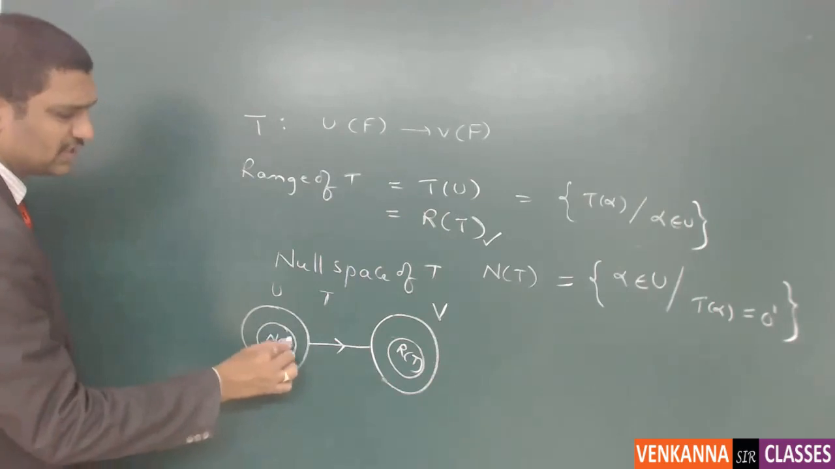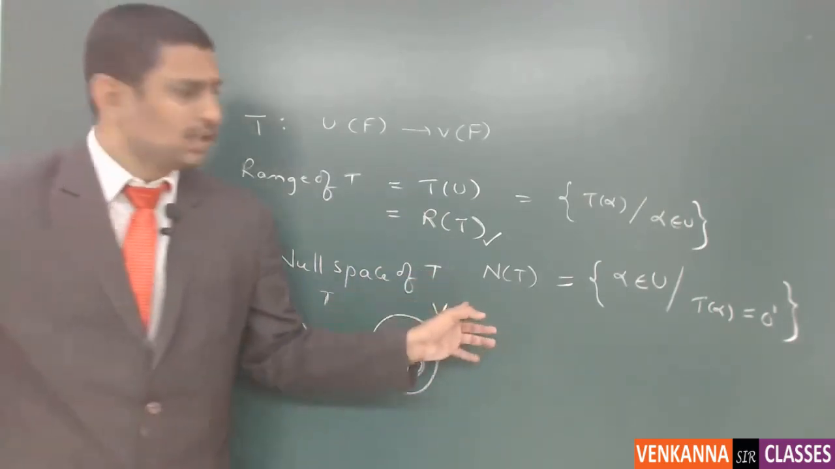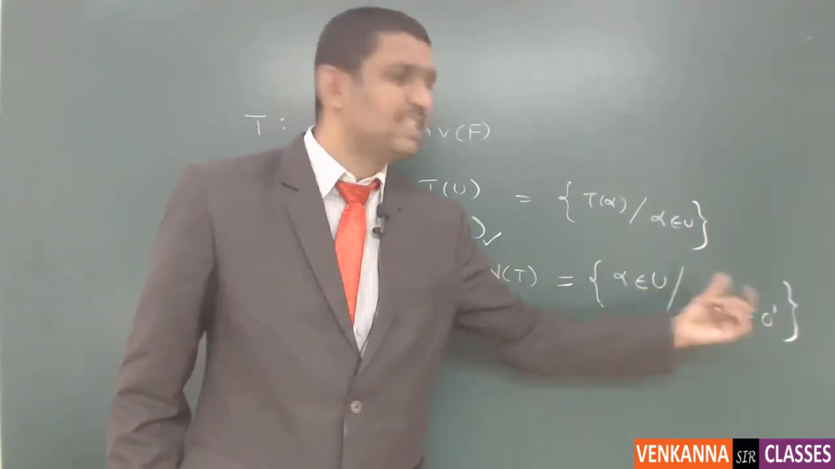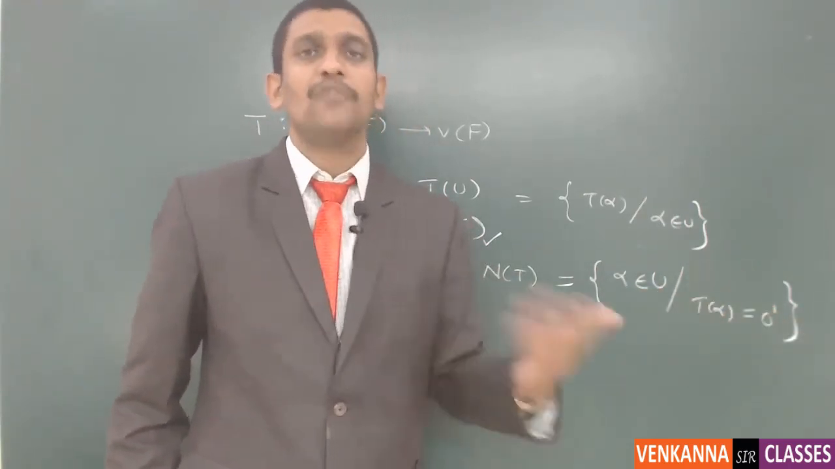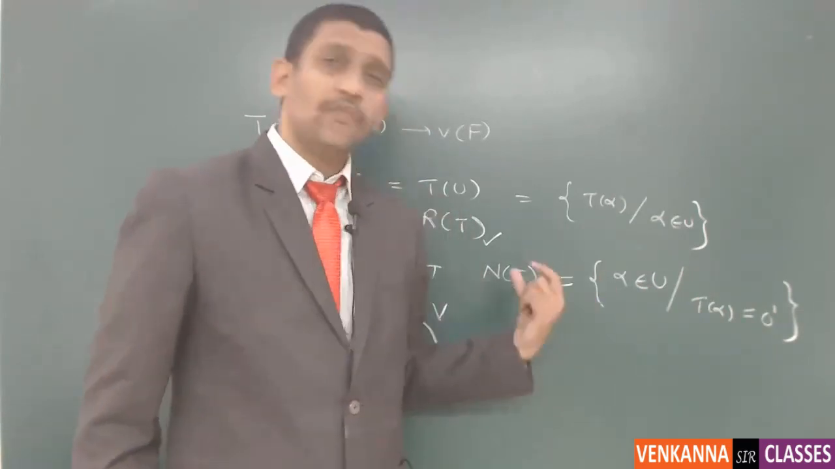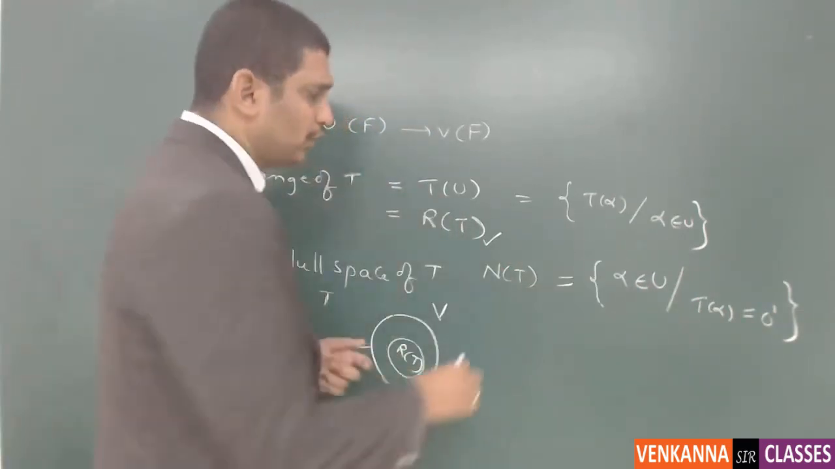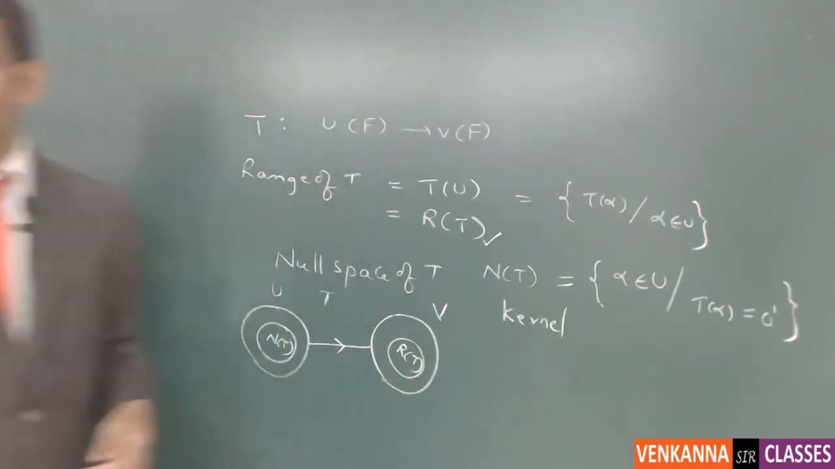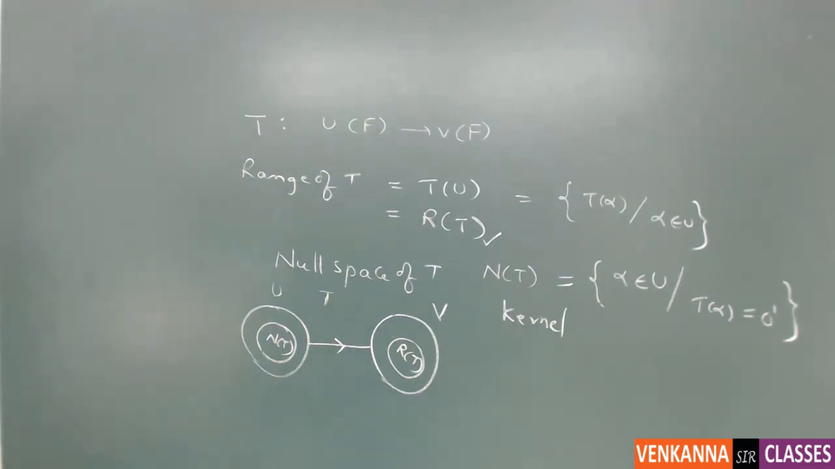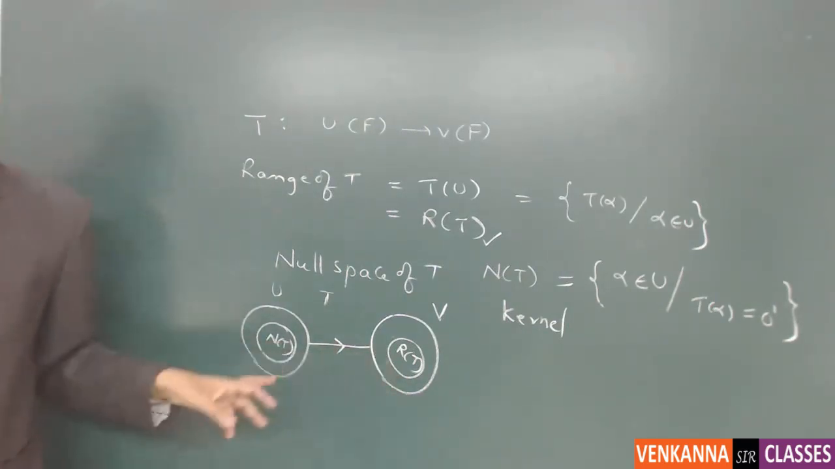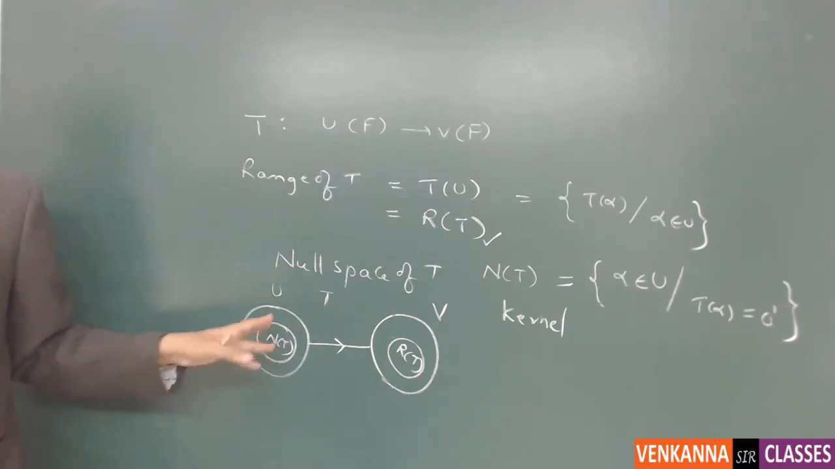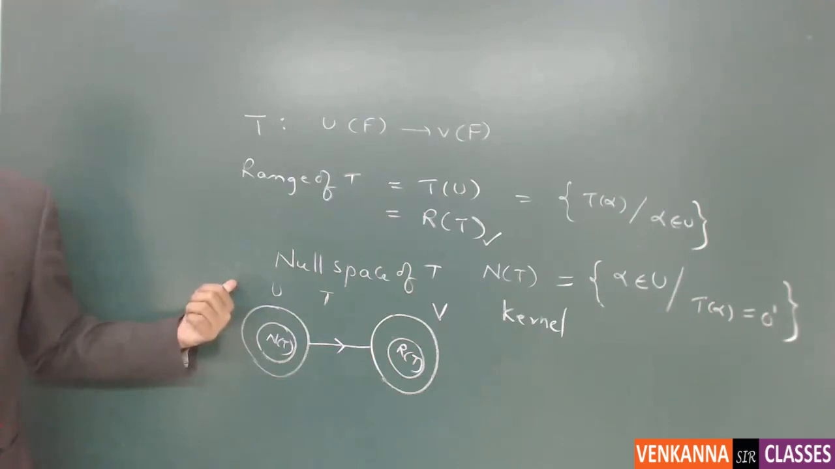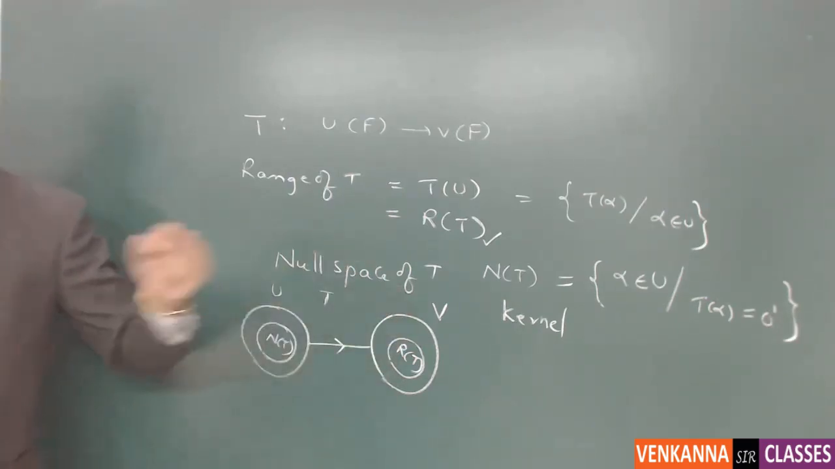If you observe the definitions, for N of T, we are taking the vectors in the domain for which the image is a 0 vector, or the 0 thing of the codomain. For N of T, there is one more word, we call it the kernel. One interesting thing is, these two are nothing but subspaces. N of T is a subspace of U, R of T is a subspace of V.